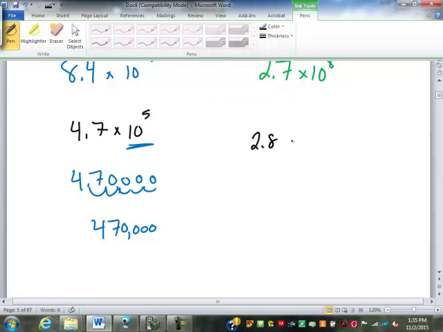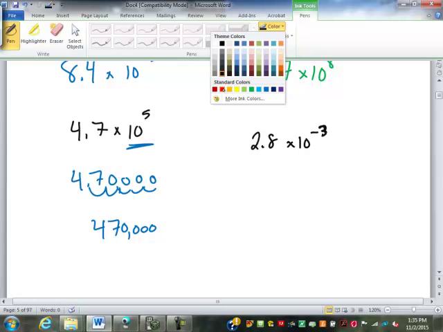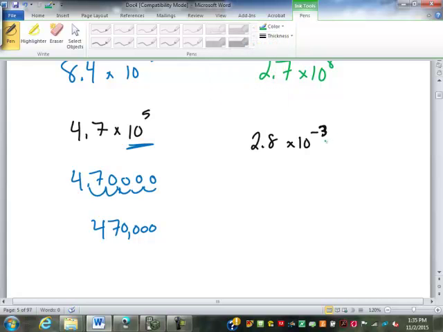Or, of course, that's 10 to the negative 3. The negative means it's a small number. We have to move the decimal point 3 places to make it smaller. So 1, 2, add a 0, 3, 3.0028.